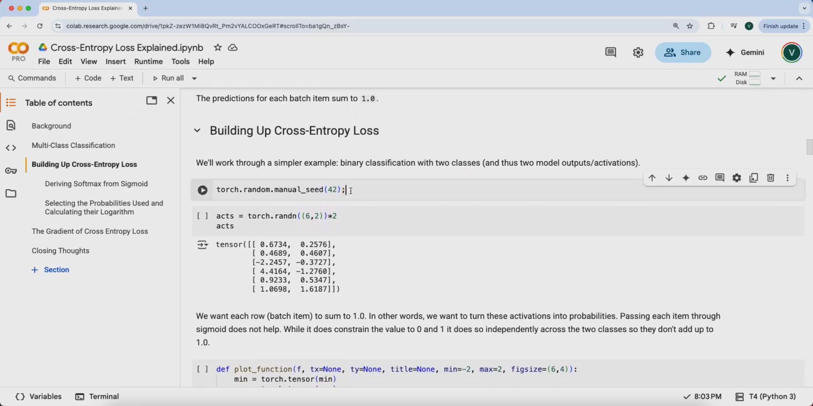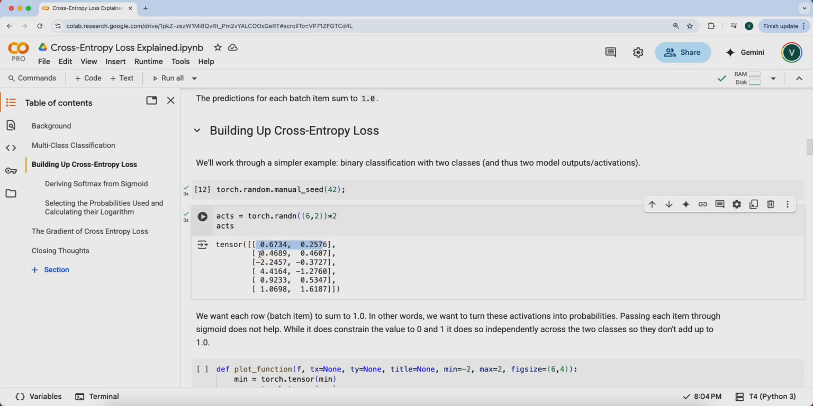So what we're going to look at is a binary classification example where I have two columns, column 0 and column 1. Column 0 is for some category 0, it could be cat. Column 1 is some other category, it could be dog. And I have 6 items in my batch, and I'm just creating some random values. So I'm creating some fake values for the activations that are coming out of the model.